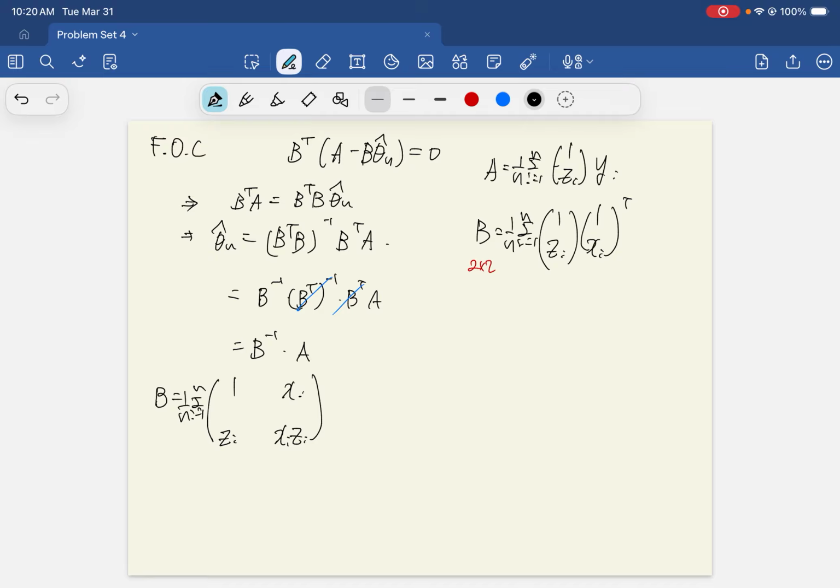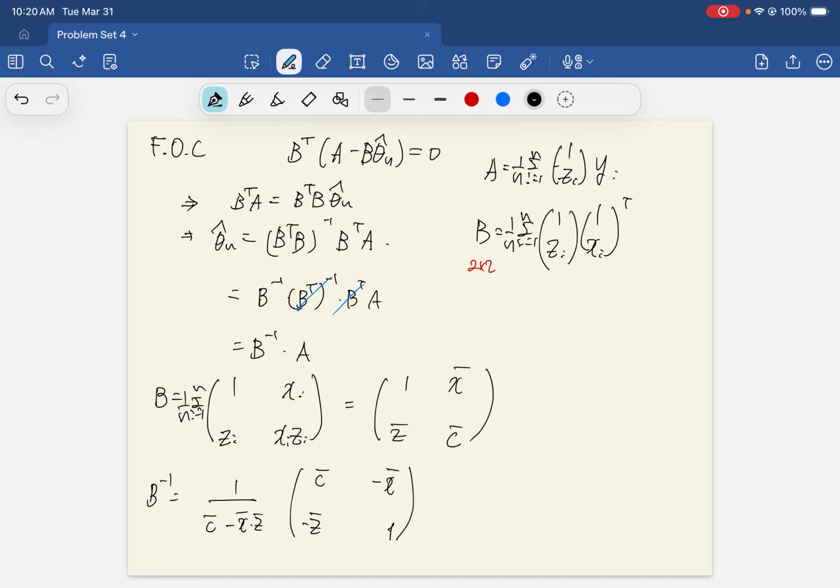For simplicity, because it's actually confusing later, I'm going to write this as 1, x bar, z bar, and write this as, say, c bar, right? C is just x times z, to simplify all the things. And then b inverse is 1 over c bar minus x bar times z bar, and here c bar, minus x bar, minus z bar, and 1.